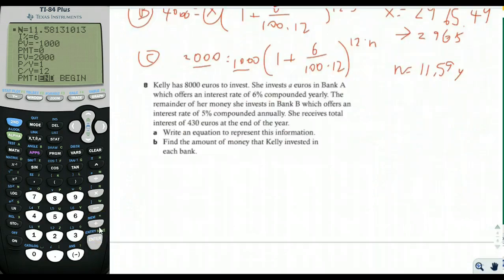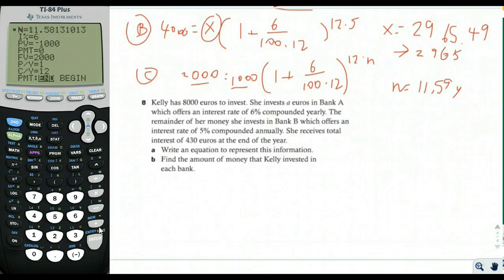Now, is this the last problem? Yeah, this is the last problem. Kelly has 8,000 euros to invest. She invests A euros in Bank A, which offers an interest rate of 6% compounded yearly. The remainder of the money she invests in Bank B, which offers an interest rate of 5% compounded annually. She received total interest of 430 euros at the end of the year. Write an equation to represent this information.